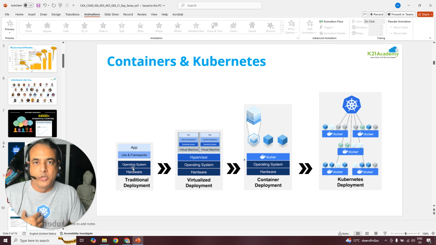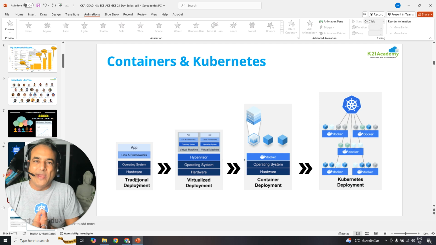So traditionally, back in the 2000s, prior to 2003, applications were deployed on one single hardware, with one operating system on top of that, and then you deploy the application. That's the era in which I grew up. It could be Windows, Solaris, HP Unix, Linux, and so on.